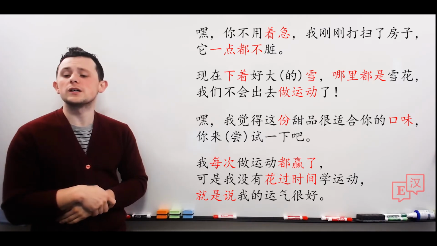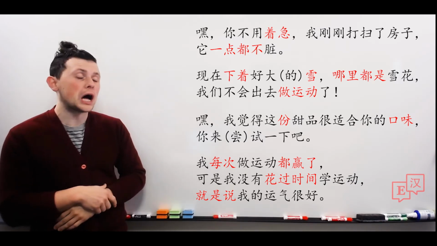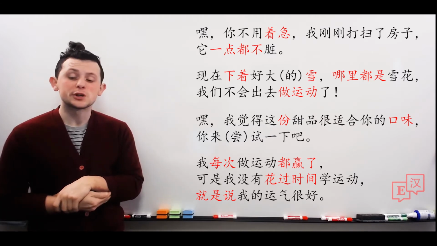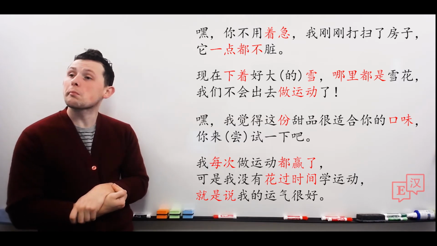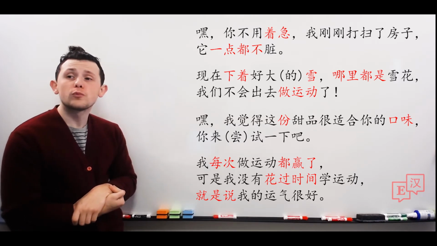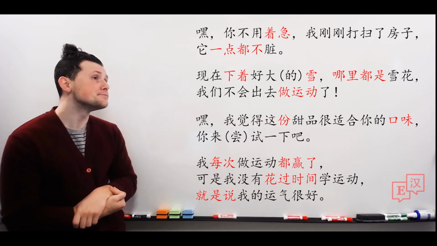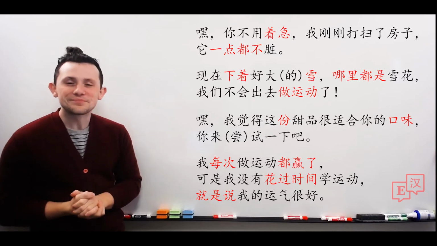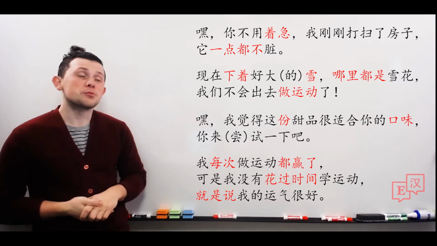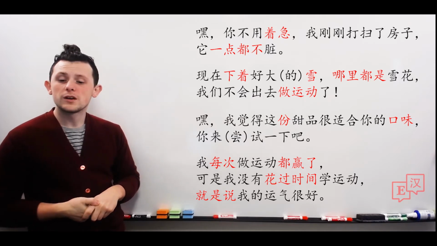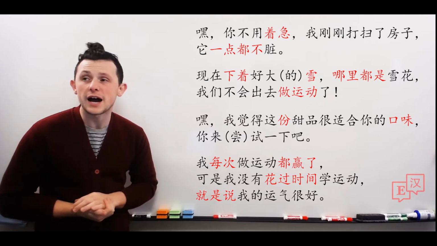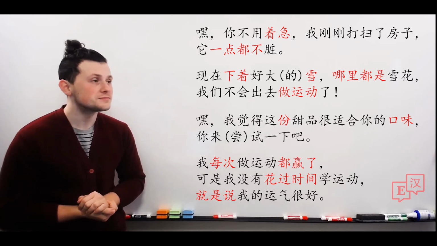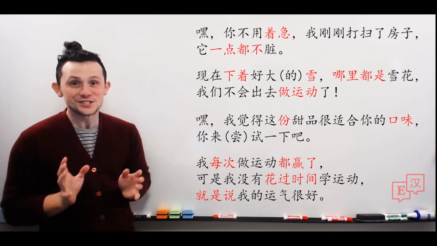我每次做运动都赢了，可是我没有花过时间学运动，就是说我的运气很好吧。It's probably the most arrogant sentence we've ever learned, but every time I play sports, I always win. But I've never spent any time learning to play sports. I guess that just means I have good luck. Again, the sentence is really arrogant.